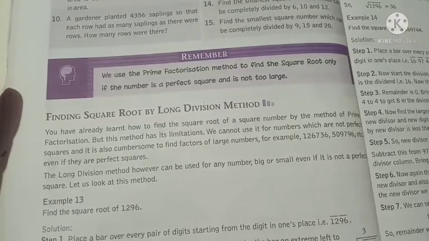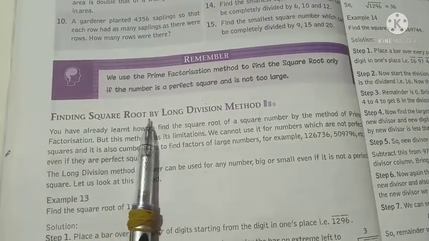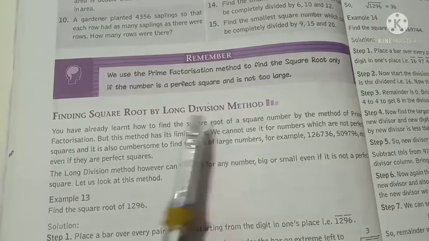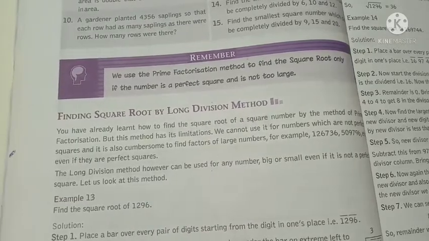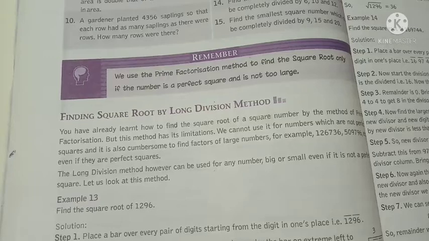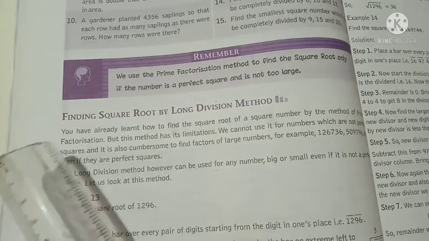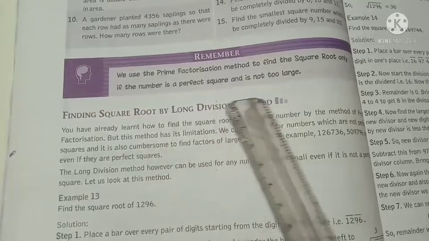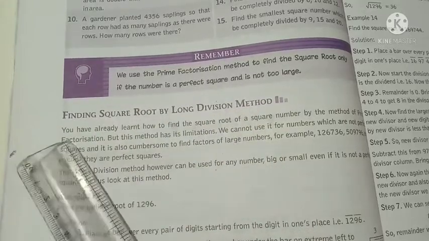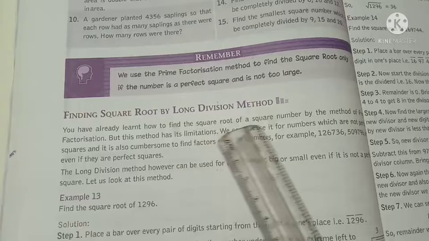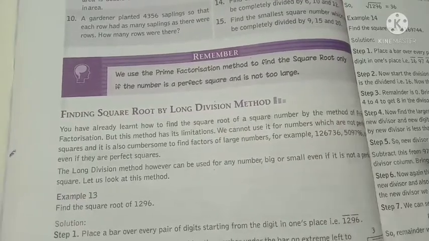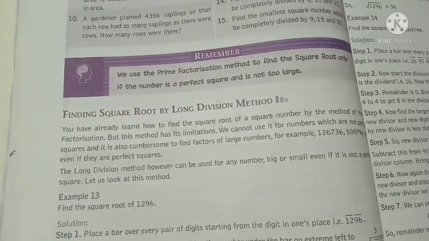This is the last method for finding a square root, that is the long division method. And this is the last topic of the square and the square root. So, finding the square root by long division method. Let's see. We have already learned how to find the square root by the method of prime factorization and by the method of repeated subtraction also.